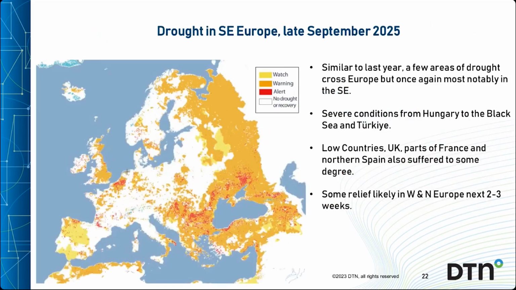Despite the September rain, here's the drought situation in late September with a few areas of drought scattered across the continent, but more widespread and locally severe in southeastern Europe. The Iberian Peninsula could see problems next spring if, as we're expecting, the winter stays rather dry.